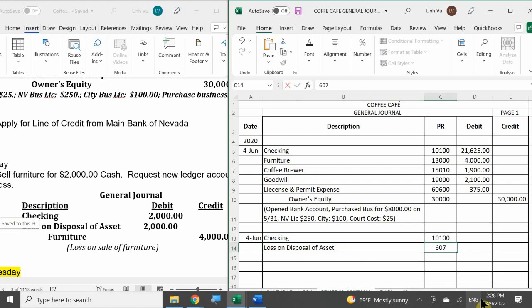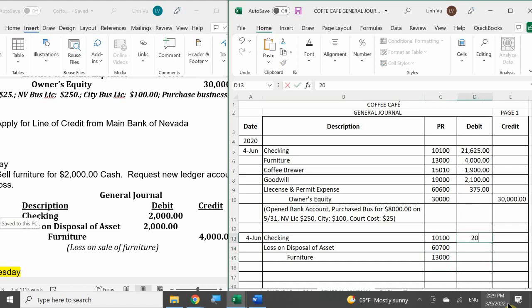This was 6,700. And then, of course, because we got rid of our furniture, we're going to go ahead and decrease our furniture account because we no longer have our furniture anymore. So therefore, I need to credit my furniture because I'm not increasing my assets, I'm decreasing, right? Because I end up getting rid of my furniture. And I do that by crediting it because I got rid of it. I'm decreasing my furniture. So in this case, 13,000 is the account number.